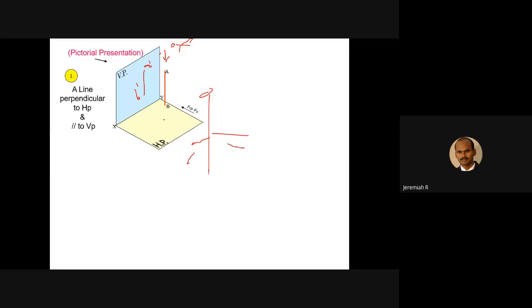If point B is 20 mm above HP, that distance shows in the front view. If the distance from here is 30 mm, in the top view you'll get point A, and B is at the back side. This gap is 30 mm. You have to remember this: in the top view you consider only in front of VP or behind VP, and in the front view you consider above HP or below HP. The above-HP distance will come on the front view. The in-front-of-VP distance will come on the top view.